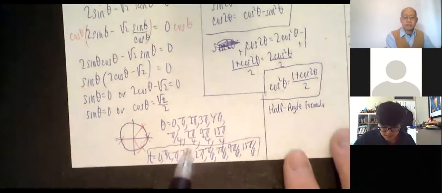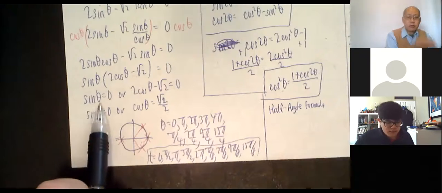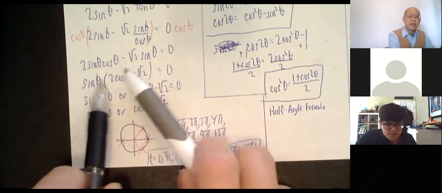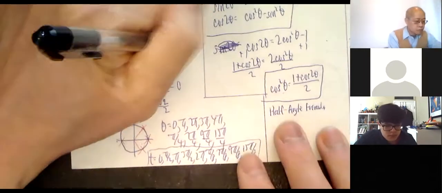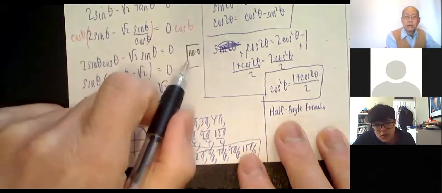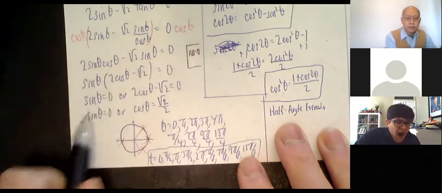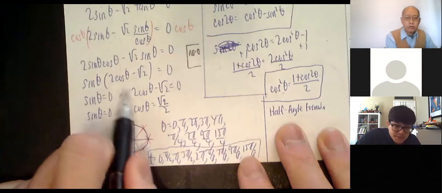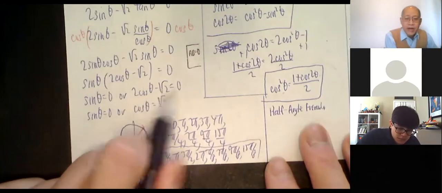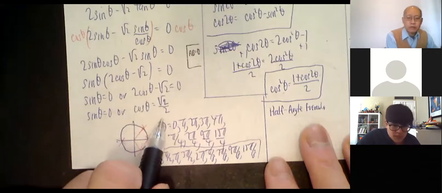Okay, you can see this is a pretty messy solution. So that means sine of theta equals 0, or all this mess equals 0. This is of the form a times b equals 0. If a times b equals 0, then either a is 0 or b is 0. So sine of theta equals 0, or 2 cosine theta minus radical 2 equals 0. Solving here, if I add radical 2 and divide by 2, cosine of theta is radical 2 over 2.